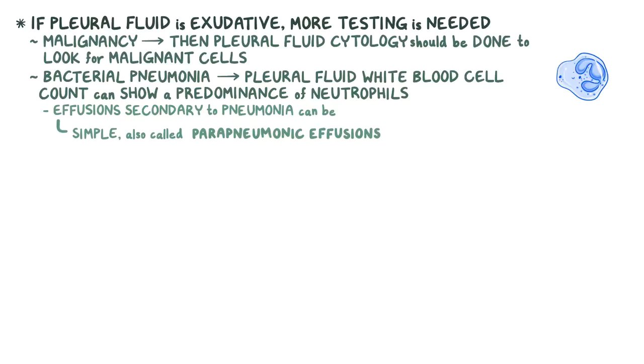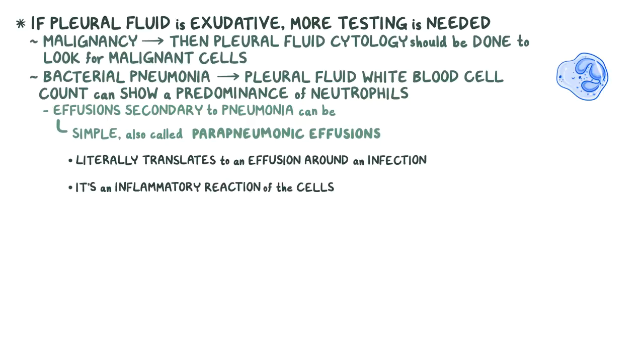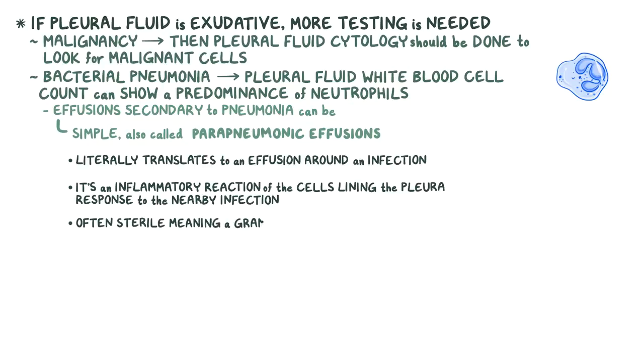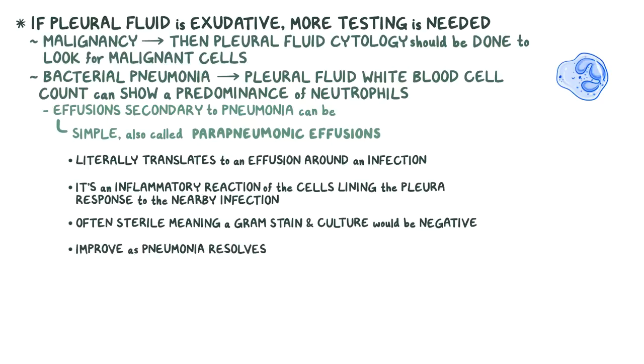A parapneumonic effusion literally translates to an effusion around an infection. So, it's an inflammatory reaction of the cells lining the pleura in response to the nearby infection. Consequently, parapneumonic effusions are often sterile, meaning a gram stain and culture would be negative. Parapneumonic effusions improve as the pneumonia resolves.